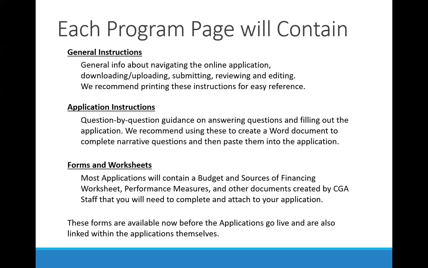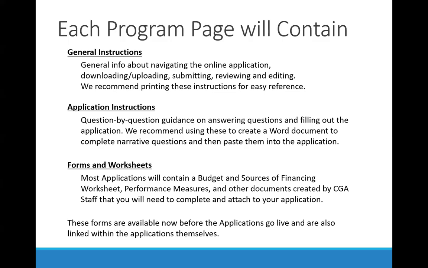On each application, there will be what's called the application instructions. This is question-by-question guidance on answering questions and filling out the application. This document will include all the questions that are included for the application that you're working on. So for Organizational Information 2026, there will be a Word document with all of the questions that will be asked on the website. You can work in that Word doc or on a separate Word doc to complete your narrative questions and then paste them into the website.